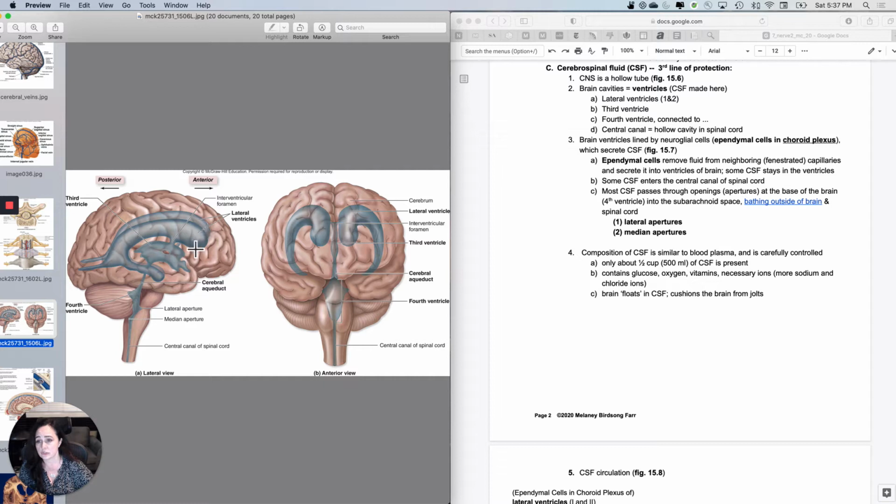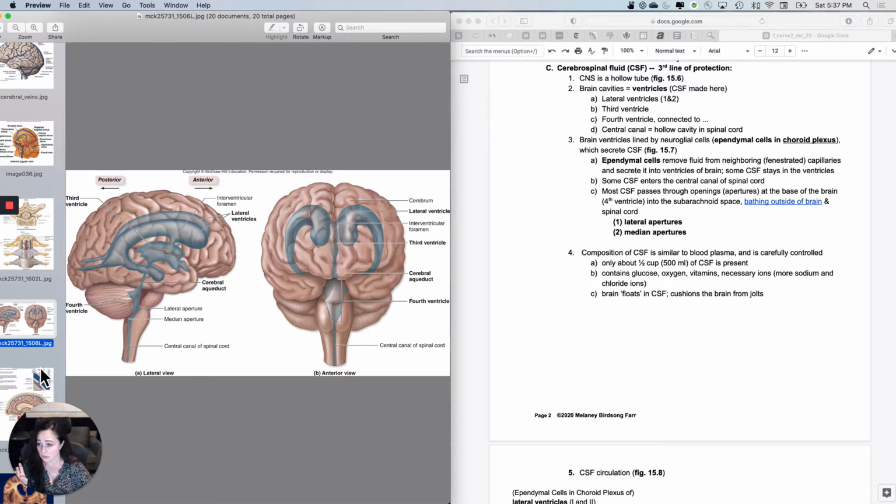So these two are lateral ventricles, as in lateral. The one that's in the middle right here is the third ventricle. It looks like a chicken head. The fourth ventricle is right here between the cerebellum and the brainstem, and then the central canal of the spinal cord. It's continuous with those.